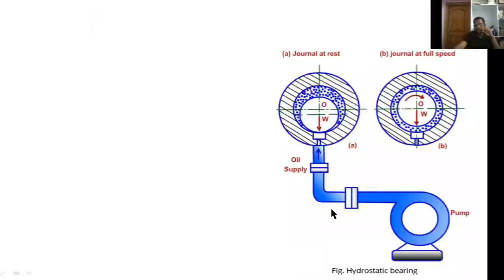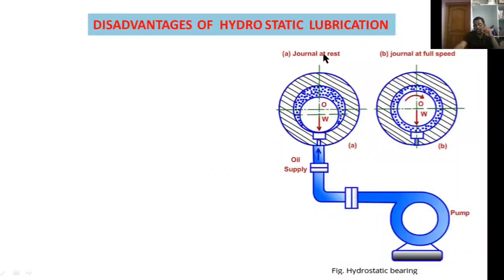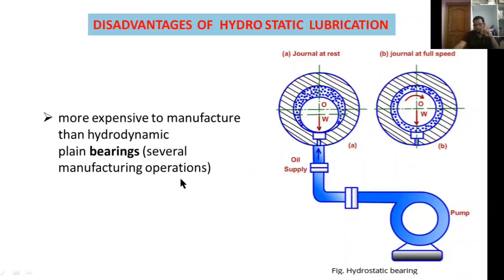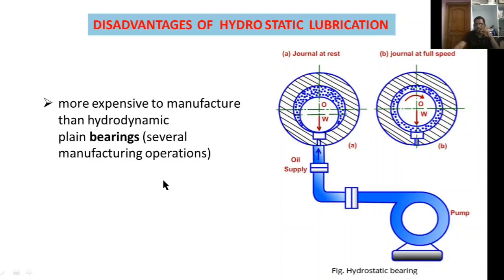Now, what are the disadvantages of the hydrostatic lubrication system? This hydrostatic lubrication system is more expensive to manufacture than hydrodynamic bearings. The cost of this arrangement is more than the hydrodynamic system, and the manufacturing cost is also high as compared to other bearings.